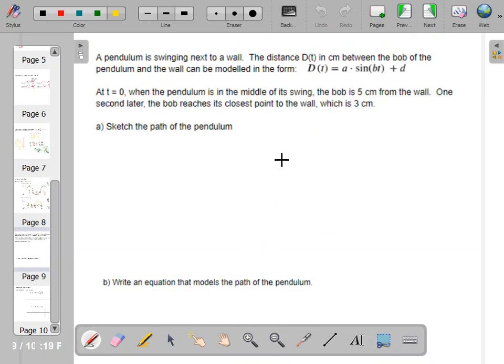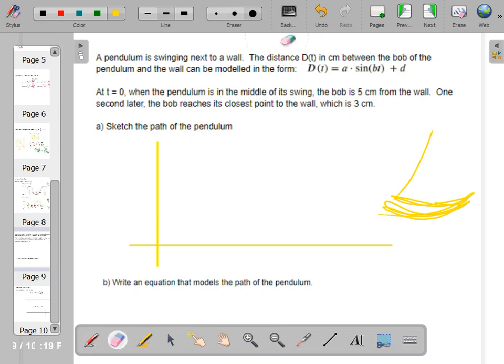Oh, wait, we've got a word problem. It says we've got a pendulum swinging on the wall. Let me see if I can sketch this. I think it would help to sketch it. If you don't know, a pendulum swings back and forth, back and forth, hanging from a rope. So this is definitely sinusoidal.